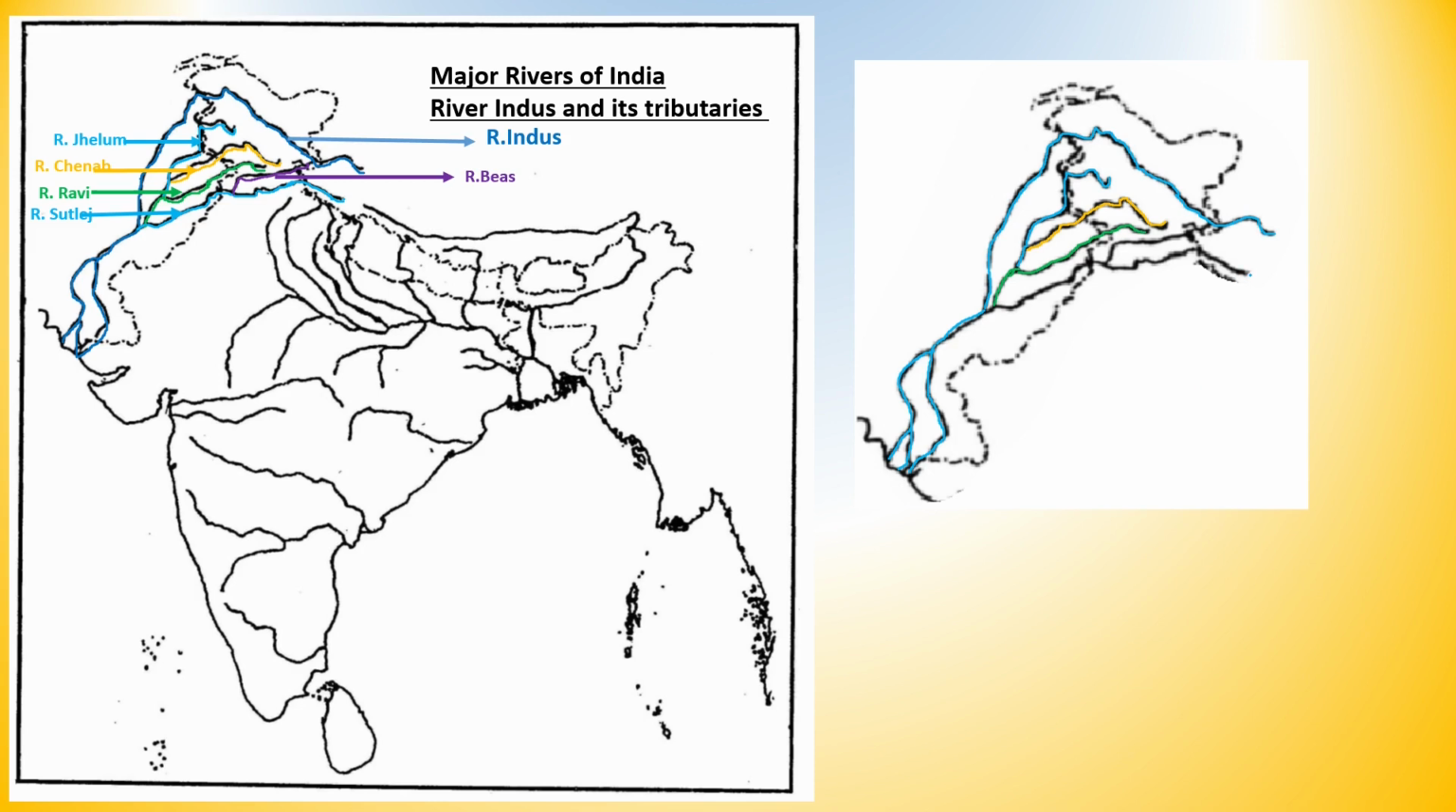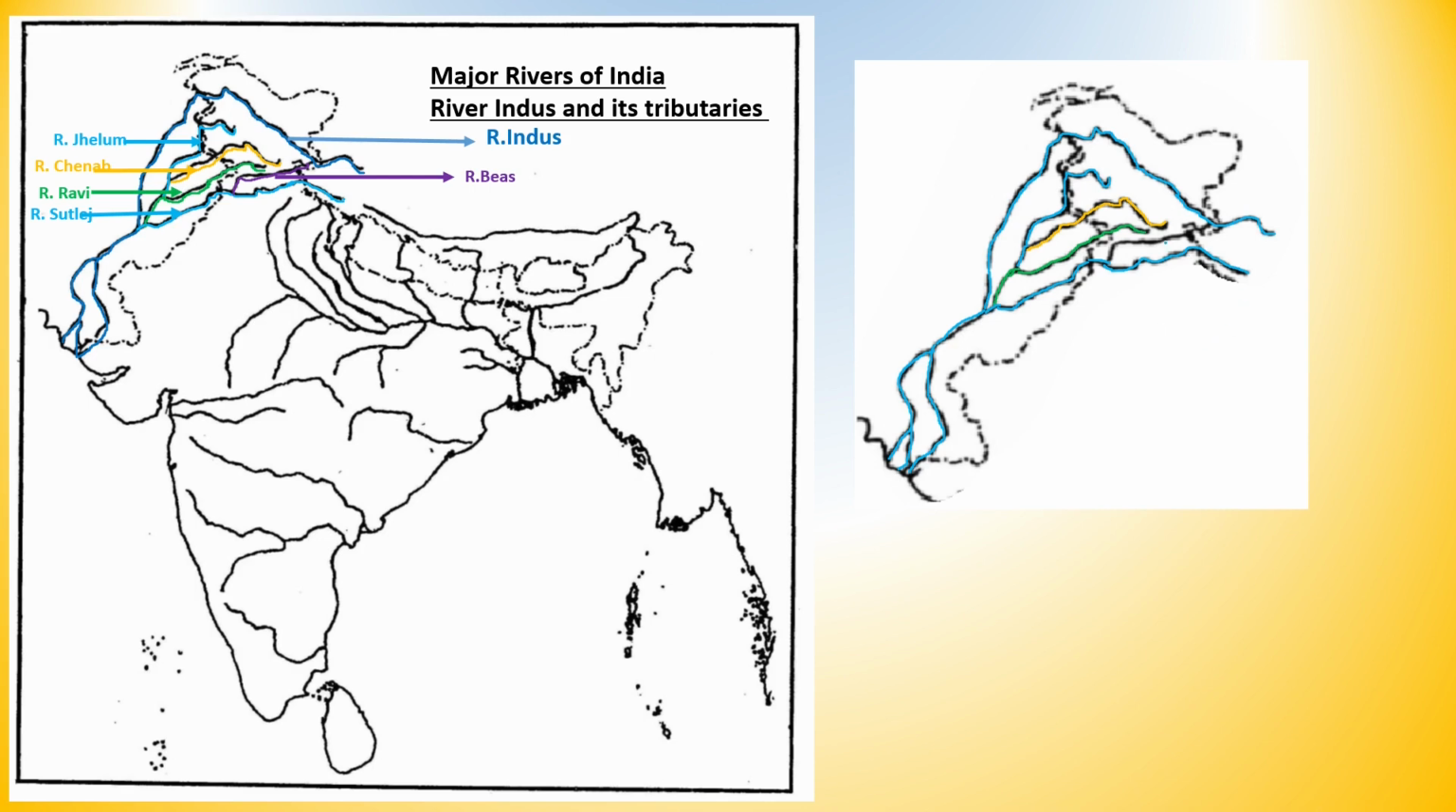Satluj is starting from Tibet, entering India, crossing the southern part of northern India, that is Himachal Pradesh and Punjab, entering over here in Pakistan, going the long way, joining with Ravi and again proceeding towards the south to join with Indus.